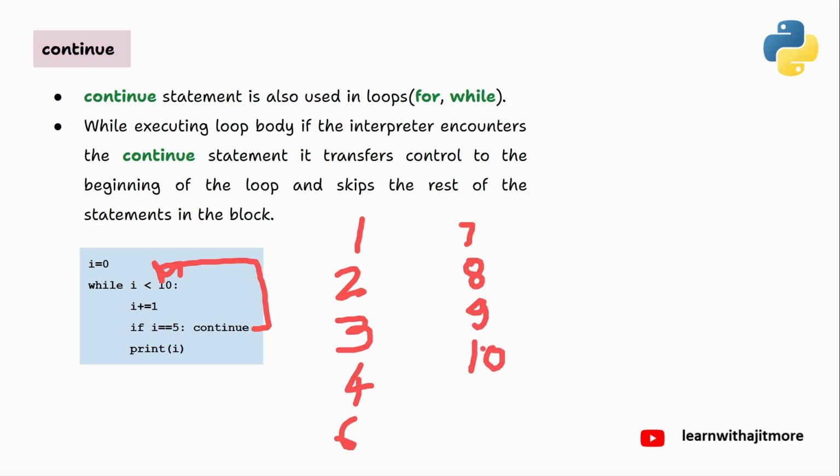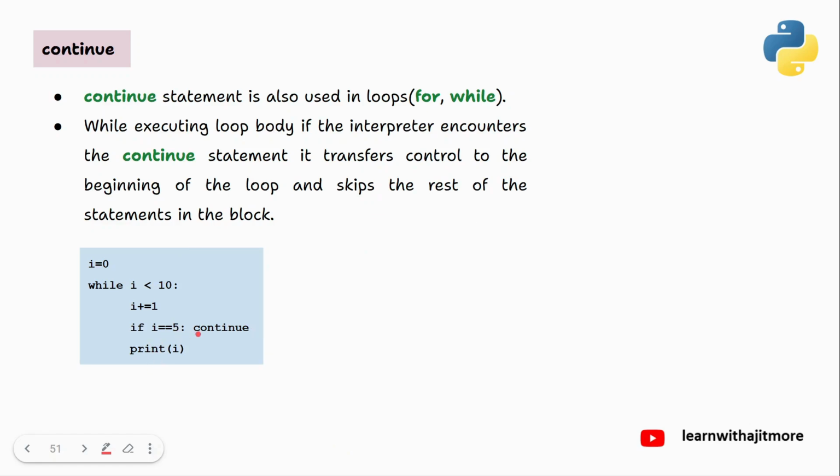In which case only was printing skipped? I equal to 5. I equal to 5, continue. Directly come back to the condition. The remaining code is skipped. That's what I said. When continue is encountered, it skips the remaining statements and comes to the beginning of the loop.